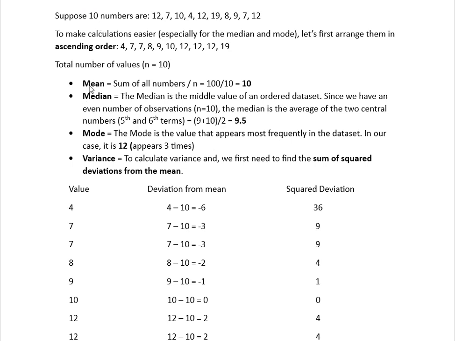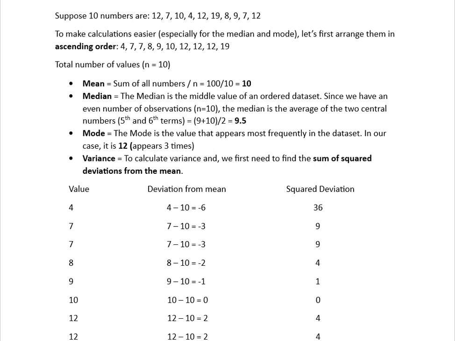So in order to find the mean, it is basically the sum of all numbers divided by n. The sum of all numbers given here is 100 and the total number is 10. So mean is 100 divided by 10, which is equal to 10.